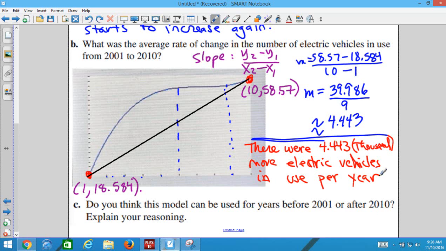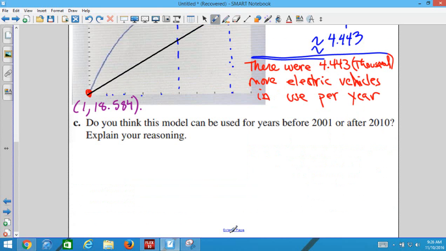Again, if you're asked to describe things, you're writing in words, and it has to do with a real life situation, not just things like, the slope is 4. That's not what we're looking for here. We're looking for a description. Okay, the last one, we're just going to talk about this.